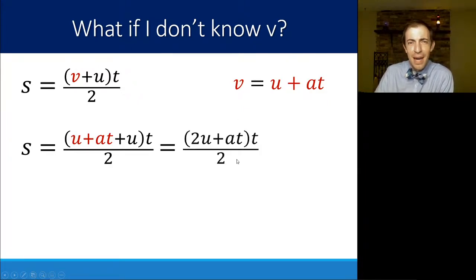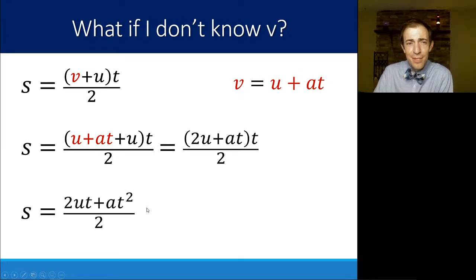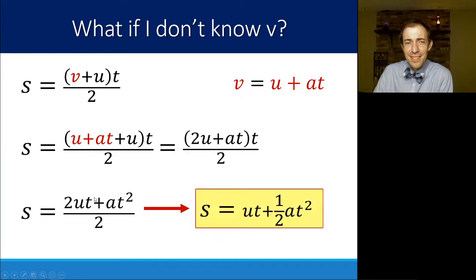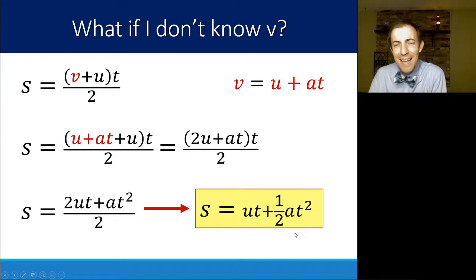These u's can be combined. So I end up with (2u plus at) times t divided by 2. I can simplify that further, multiply that t into each of those terms, and divide by 2. Still, I get (2ut plus at squared) over 2. And then simplify that out. The 2's cancel, and then I end up with 1/2. So this is our third kinematic equation. S is equal to ut plus 1/2 at squared.